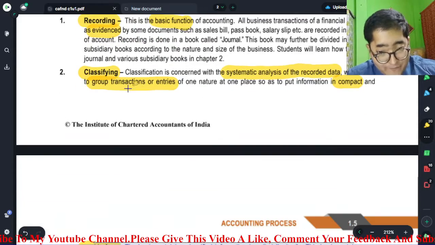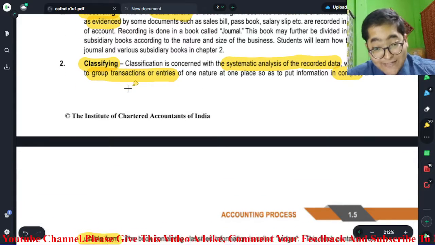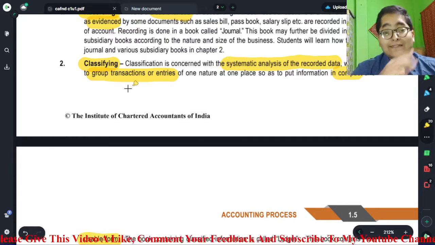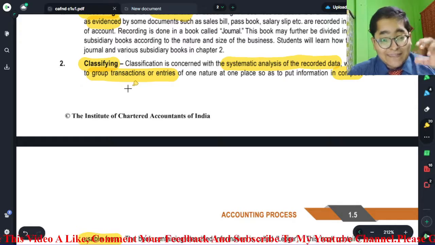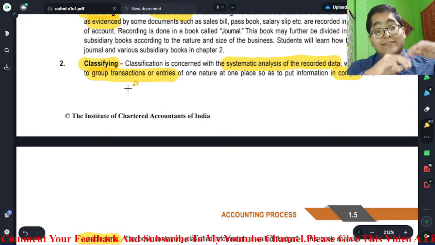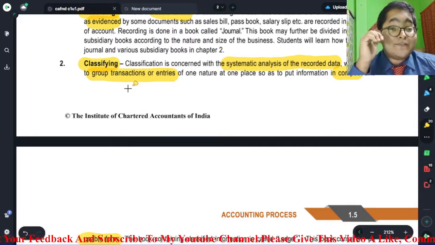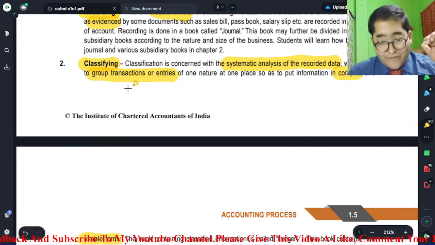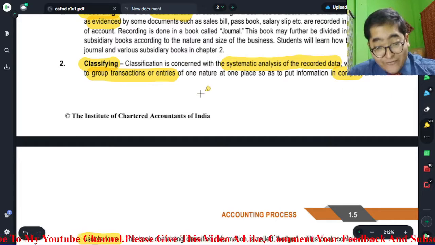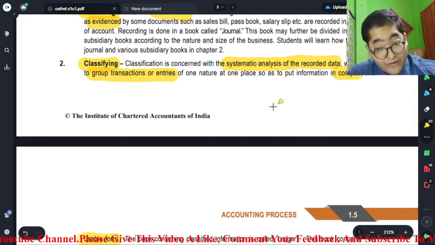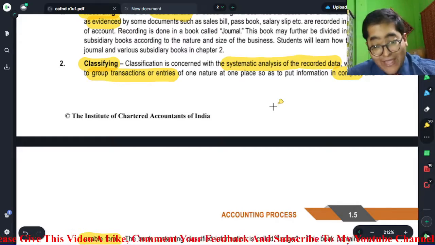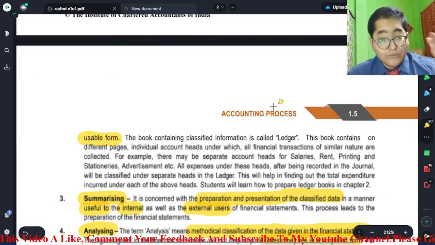Second, classifying. Classification is concerned with systematic analysis of recorded data. It needs to be a systematic procedure, it needs to be processed, there need to be proper steps in classifying. So classification is concerned with systematic analysis of the recorded data with a view to group transactions or entries in a compact and usable form.